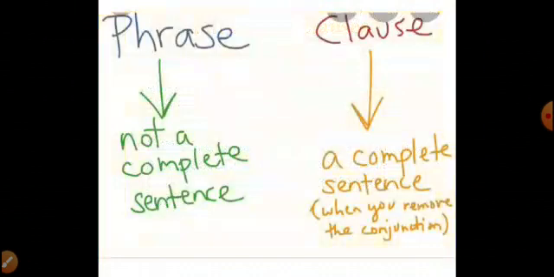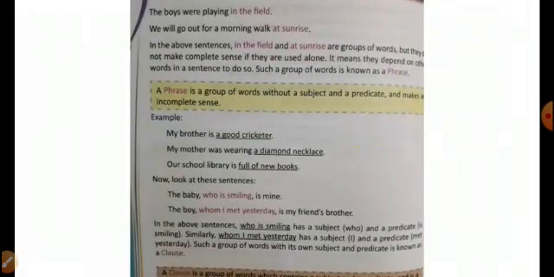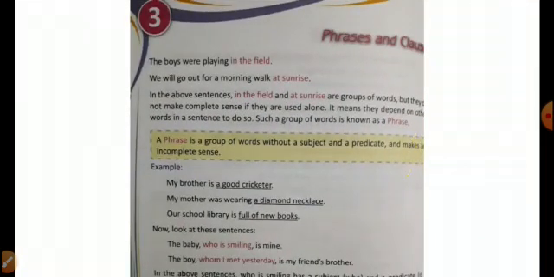So both the phrase and clause are parts of a sentence, but a phrase is a group of words without a subject and a predicate and makes an incomplete sense. Whereas a clause is a group of words which contains a subject and a predicate, and it is a part of a sentence which makes a complete sense. Okay, dear students. So now let's have a look at our book also. You can open page number 10 in your book, lesson number 3, phrases and clauses.